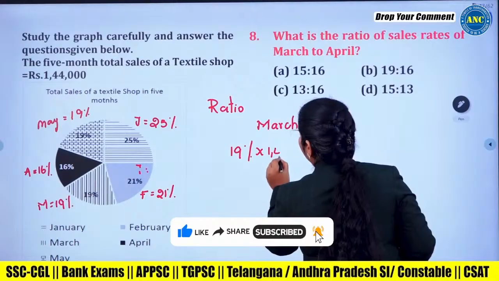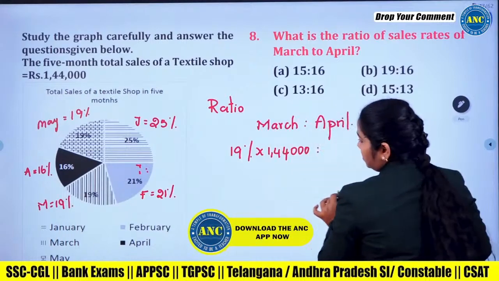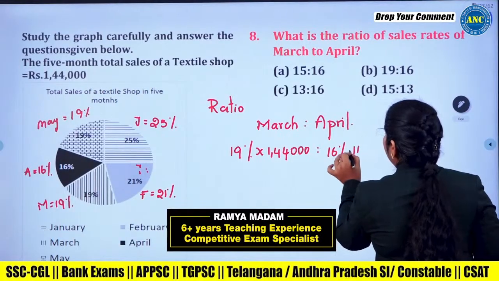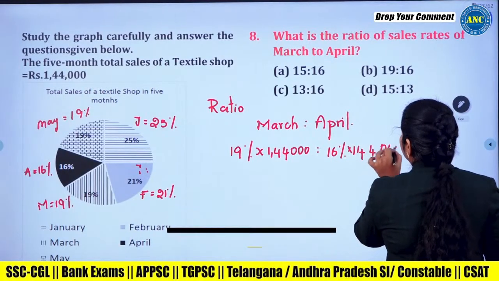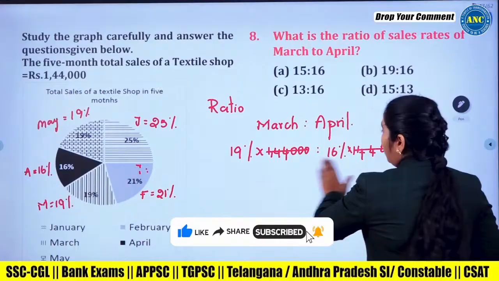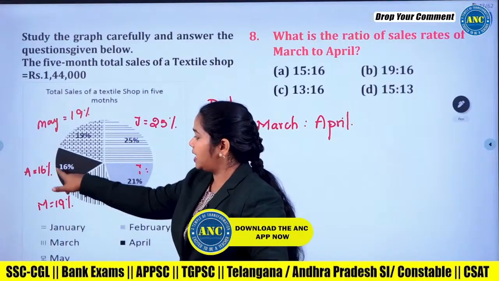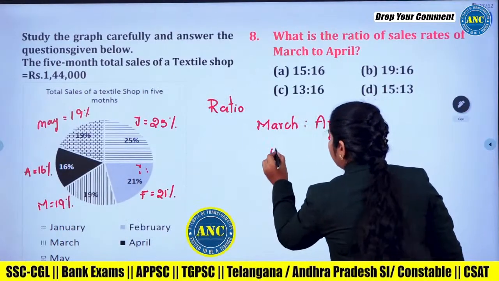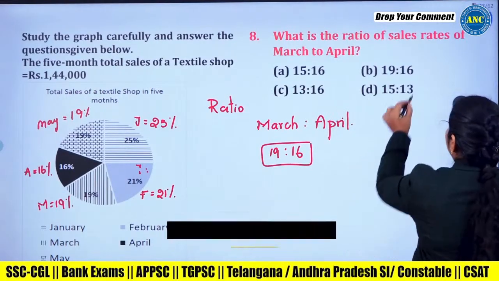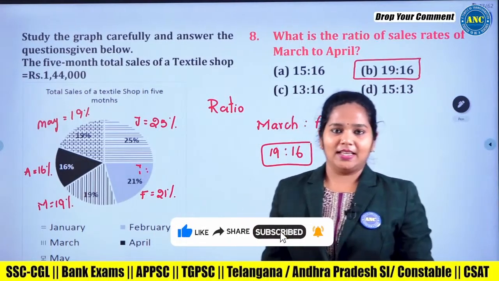19% of 1,44,000. That's all, right? April, 16% of 1,44,000. Should we have to take this way? Anyhow, these both will always get cancelled, so we need not take this way. We can just directly check the percentages here. So, March is 19%, April is 16%. So, the ratio will be 19:16. Which answer? Option number B, 19:16 is the correct answer.